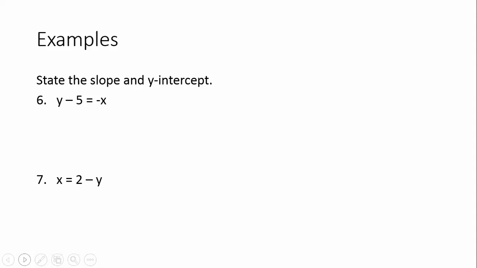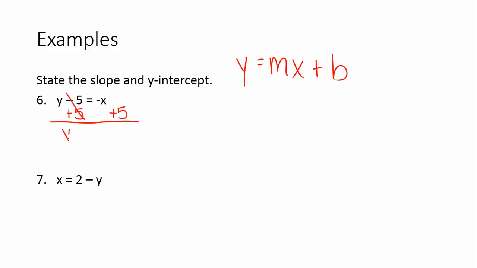A few more examples here. Again, we want it in slope-intercept form before we start picking out the pieces. In number 6, again, we want the y by itself. Notice there's a 5 being subtracted from it, so we're going to add 5 to both sides. In doing that, we get y equals negative x plus 5. Now we can pick out our slope and our y-intercept.